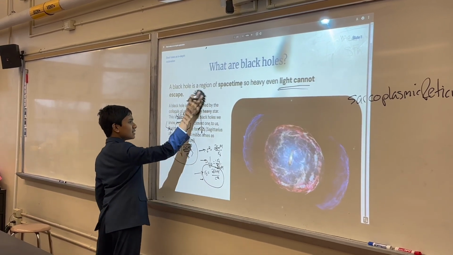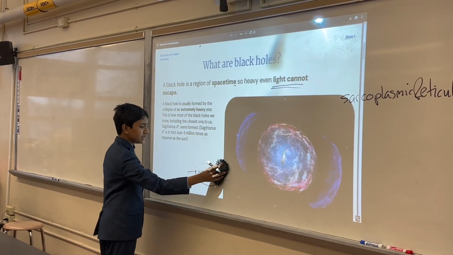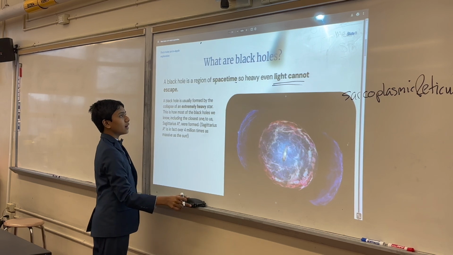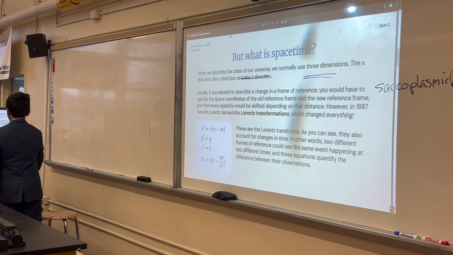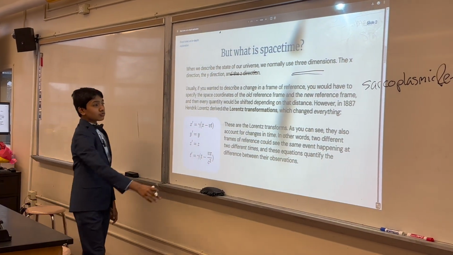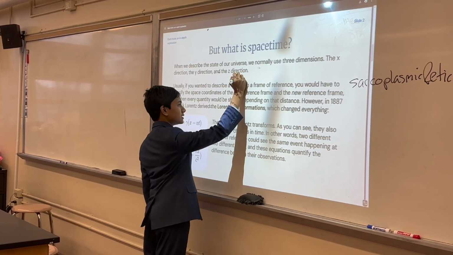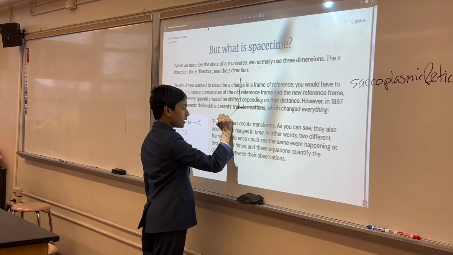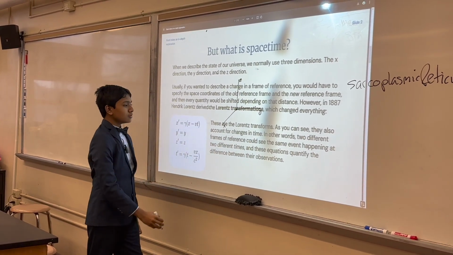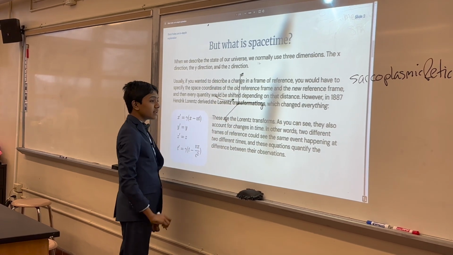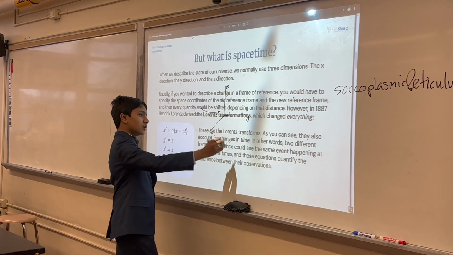So that's a very simple overview of a black hole, but can we go a little bit deeper? So first of all, a black hole is a region of space-time. But what is space-time? So when we describe the universe, we usually use 3 dimensions: the z, the y, and the x. I said those in backwards order.